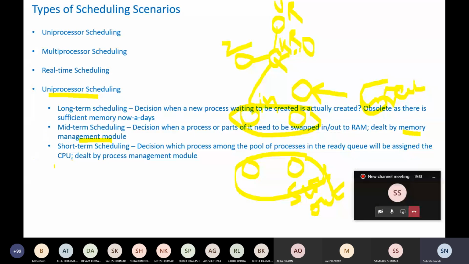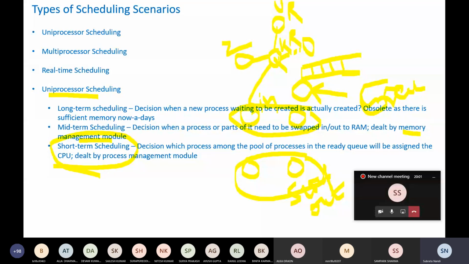Okay, but the last one is the most important one, which is of our interest. This is the short term scheduling. All it says is that in the ready queue, all the processes are waiting, which are created, or which are maybe preempted. All the processes waiting for the CPU need some algorithm which will pick up one process from the ready queue and assign it to the CPU.